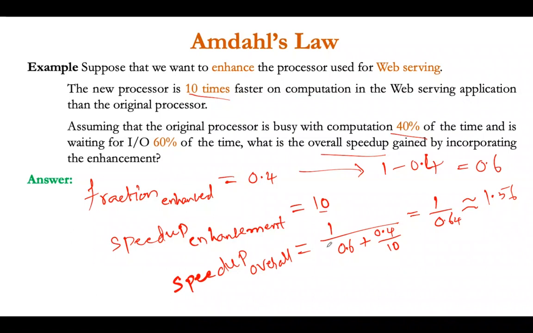So Amdahl's law expresses the law of diminishing returns. The incremental improvement in speedup gained by an improvement of just a portion of the computation diminishes as improvements are added. An important corollary of Amdahl's law is that if an enhancement is only usable for a fraction of a task, then we can't speed up the task by more than the reciprocal of 1 minus that fraction.